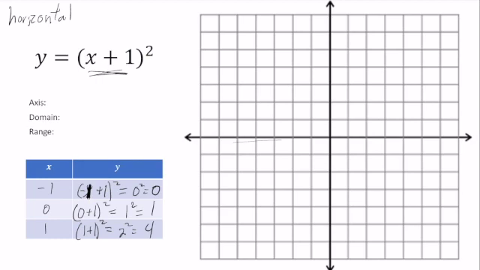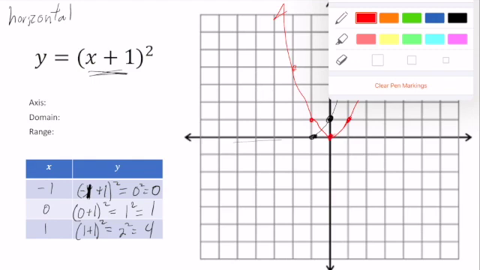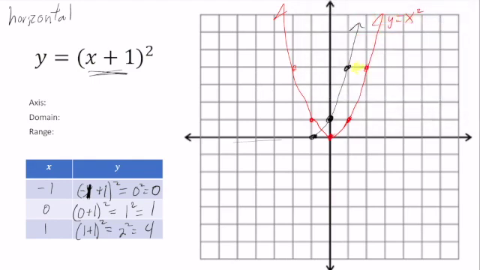So I have when x is negative 1, y is 0. When x is 0, y is 1. And when x is 1, y is 4. This doesn't look quite right. Okay, let's think about what our original y equals x squared looks like. All right, so this in red here is the graph of y equals x squared. Now it looks like all of my points have been shifted 1 to the left.